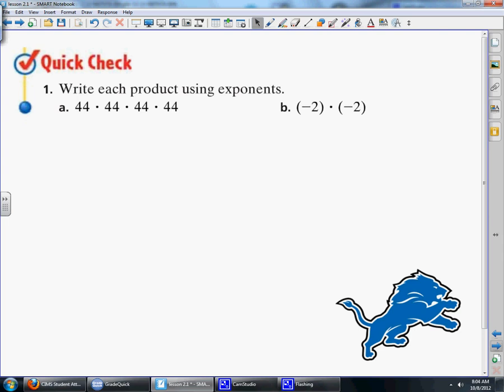Okay, so why don't you try these problems on your own a minute, and then when you're ready, you can turn the video back on. All right, so welcome back. We have 44 times 44 times 44 times 44. So our base is the number that we're multiplying over and over again. So it's 44 to the 4th power. This here, we need to make sure that we're using parentheses. So we have -2 in parentheses, and we're multiplying that 2 times, so it would be to the 2nd power.